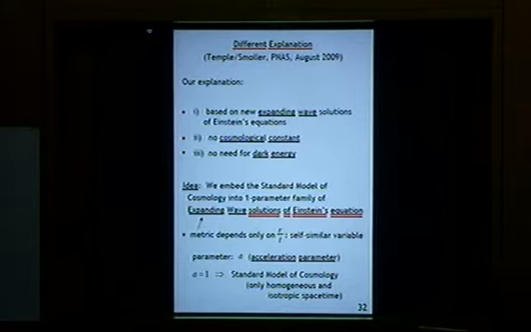And the metric only depends on r over t, okay? And that's called a self-similar variable. And the parameter that it depends on, we write it as a, it's called the acceleration parameter. And when a is equal to 1, you get the standard model. So here's this one parameter, here's this point over here, a equals 1. That's the standard model, the only homogeneous and isotropic space-time.